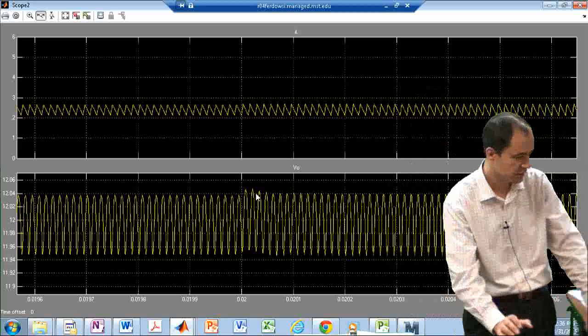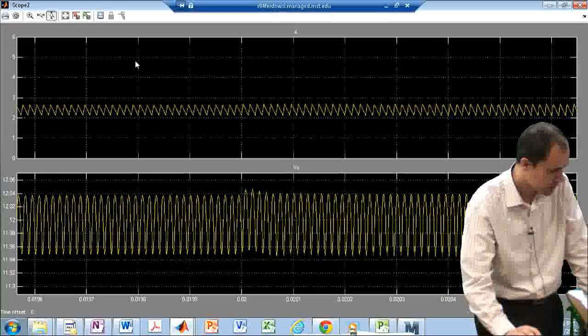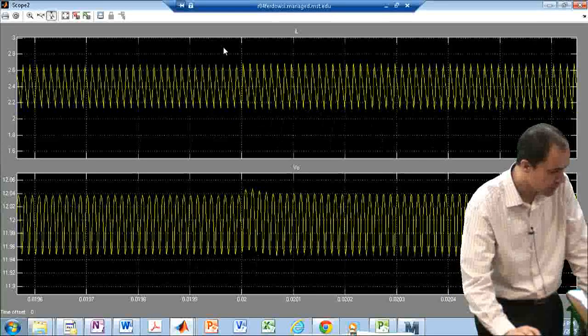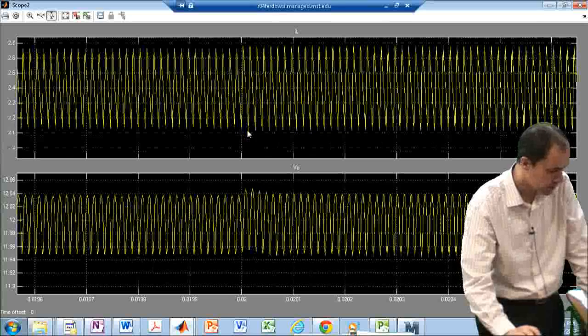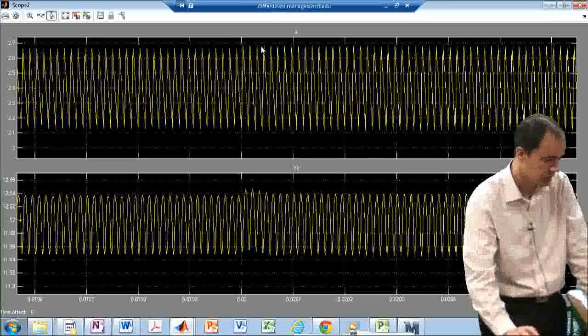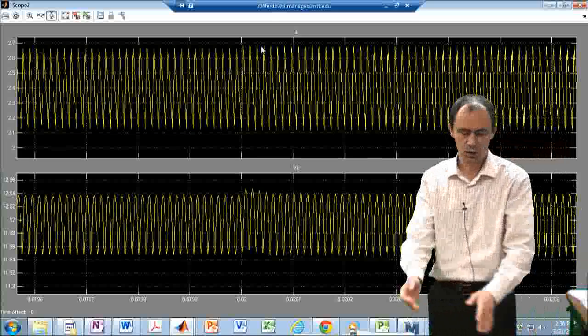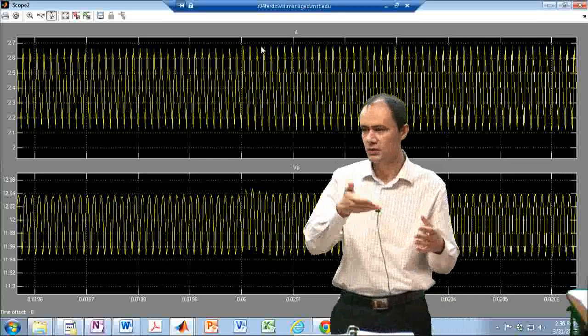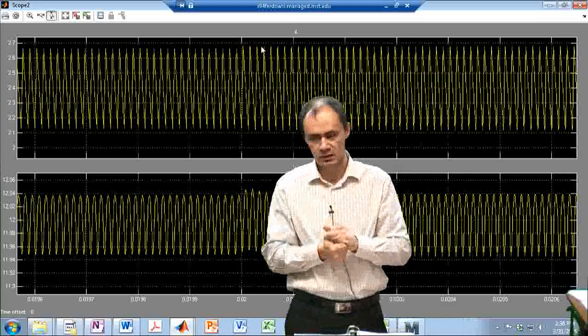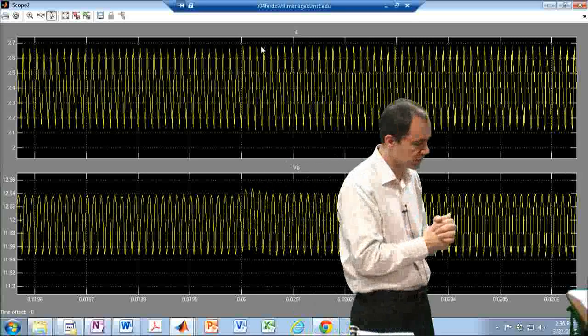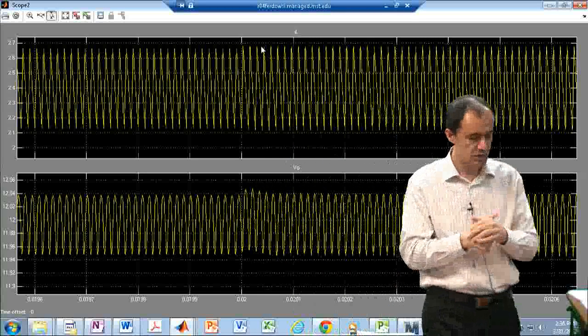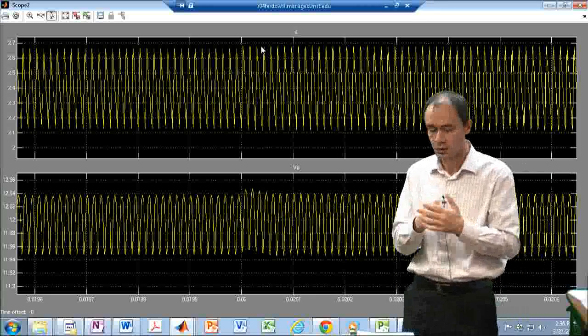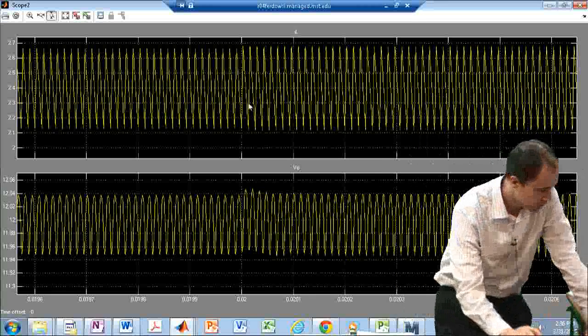Also, if you notice, the pattern of the inductor current changes a little bit as well, and that is because the input voltage has changed. The slope of the rising and falling of the inductor current has changed. So there's a slight change in the system, but the system handles it very well. So current mode control did a good job.